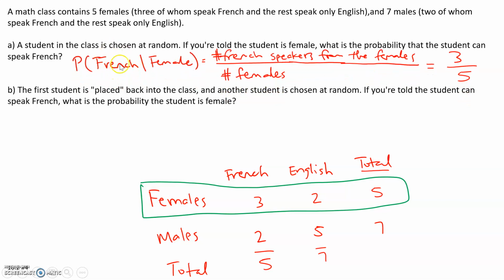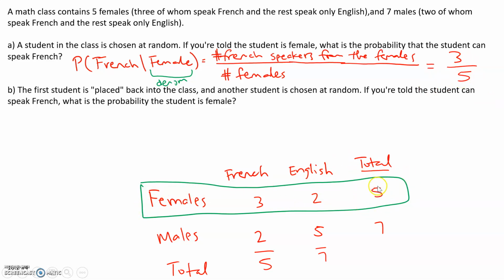So we want to know the probability that the student speaks French given that the student is a female. So we always start with the given. We're given that the student is female, and this is going to be your denominator. So how many females do we have? We have 5 females. Now we're only choosing from this green row. We're only choosing from the females.